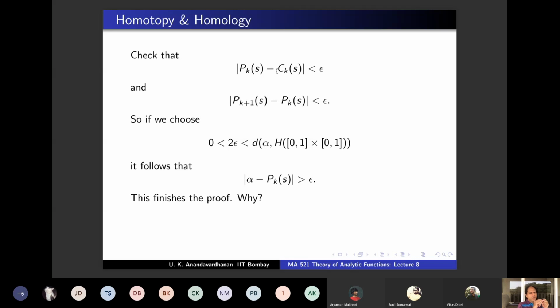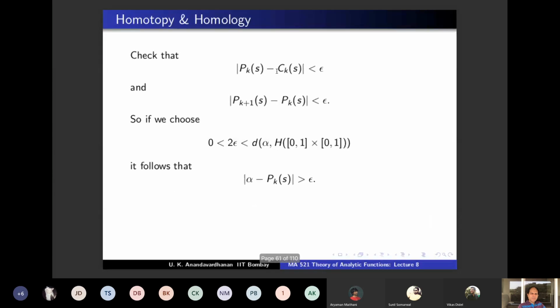So what you are doing is C_0 to P_0, then P_0 to P_1, P_1 to P_2, etc., P_{n-1} to P_n, and then P_n to C_n. But C_0 is your first curve gamma 0, and C_n is your last curve gamma n. So you have passed the information. This finishes the proof. It's just that basic observation which gives you homotopy implies homology.